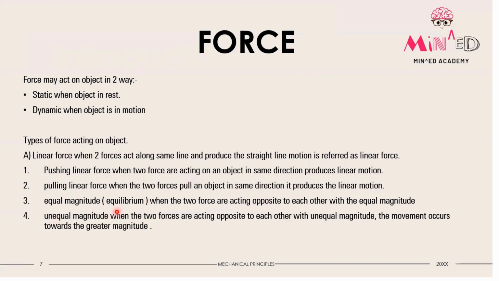Then equal magnitude or equilibrium, when two forces are acting opposite to each other with equal magnitude. For example, a seesaw. When both sides have the same amount of force, what will happen? There will be equilibrium. So here equal forces are acting with equal magnitude. If unequal magnitude is there, then there will be movement, and it occurs towards the greater magnitude.